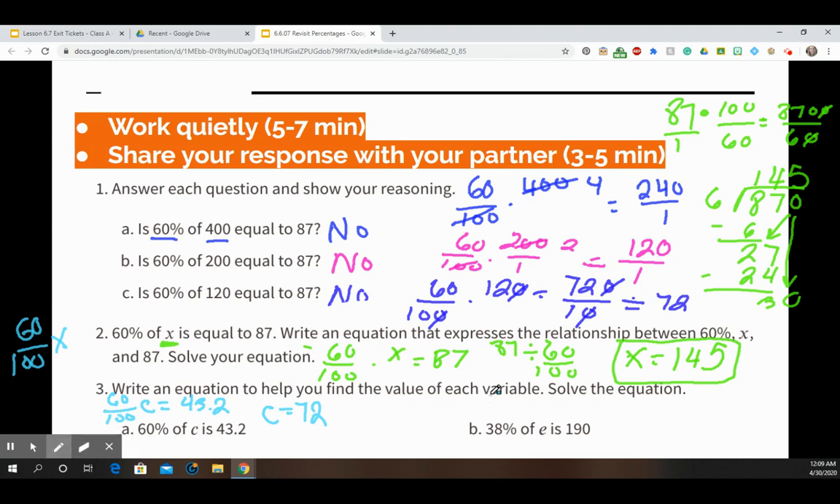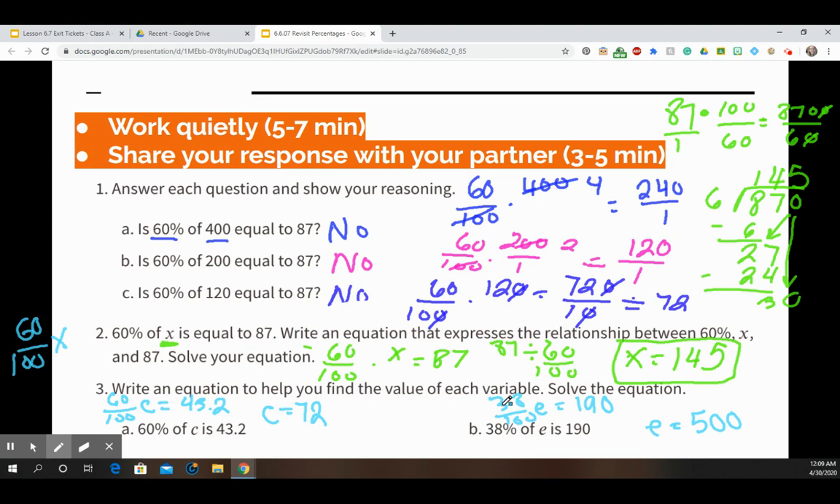38% of e, so it'd be 38 over 100 times e is equal to 190. I would divide 190 by 38 over 100, and I got e is equal to 500. All right. So go ahead and jot down anything that you need to. And again, this could have all been done with decimals too, but dividing a decimal by a decimal is still a little bit tough for some of us. So sometimes the fraction's easier.